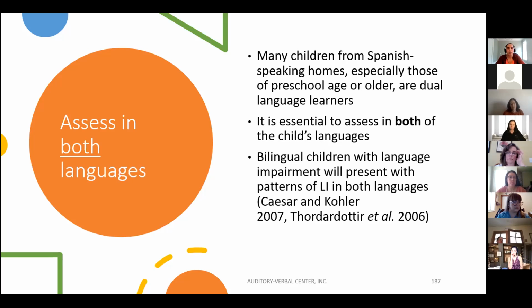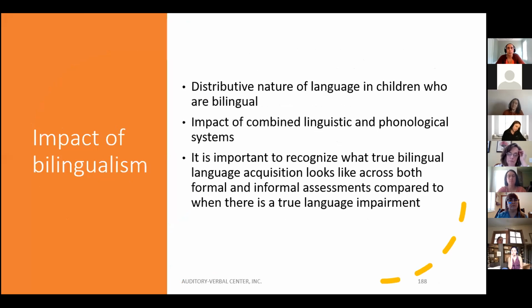And so if a child is age appropriate in one language, he doesn't have a language disorder. If he's delayed in one, but not the other, that's a lack of sufficient exposure. And we know that bilingualism's impact is really distributive, this distributive nature of language in children who are bilingual, and we need to take into consideration the impact of combined linguistic and phonological systems.